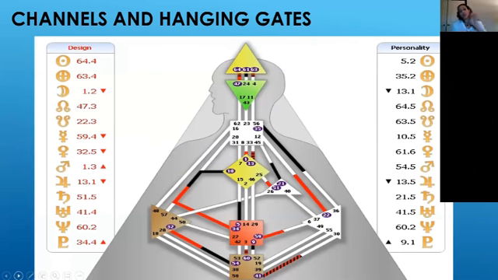I'm going to use this example on this chart. The number 64 from the head and the number 47 from the ajna are both lit up. Therefore, they make what is called a channel. That means the line goes all the way through.